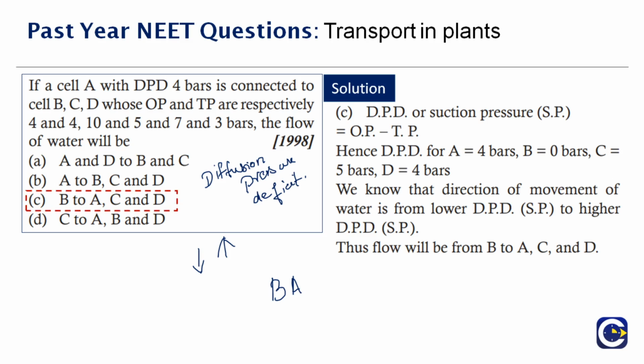See, B is 0 here, so 0 to 4. And out of C and D, C is 5 and D is 4. So here, it is B to A, C and D. Actually, the initial thing, it starts from the lower concentration. If you clearly see here, it starts with B. So always remember, DPD is called suction pressure, or diffusion pressure deficit. The movement actually happens from the lower to higher concentration. So look for the lower concentration and mark the answer.